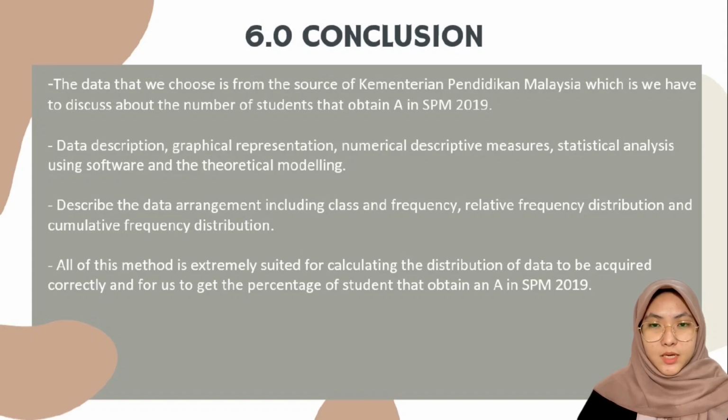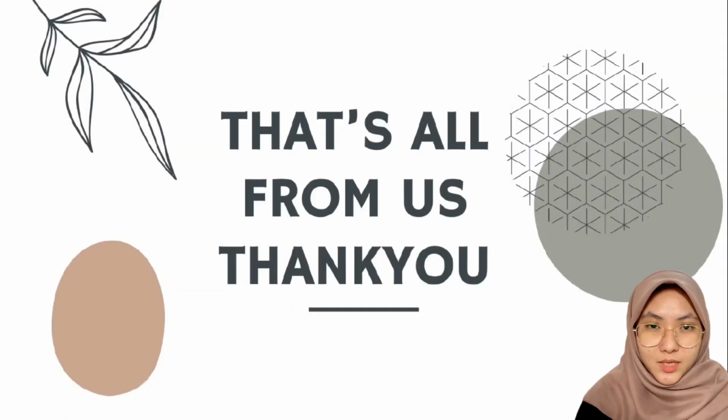Next, for the statistical analysis using software, we are using numerical descriptive measures, hypothesis testing, correlation analysis, and confidence interval in this step. For the first quartile in numerical measures, less than 25% of students get an A for the subject. Lastly is theoretical modeling. Theoretical modeling is the last step for us to calculate, and we use simple linear regression. All of these methods are extremely suited for calculating the distribution of data correctly, and for us to get the percentage of students to obtain an A in SPM 2019. I think that's all from me. Thank you.